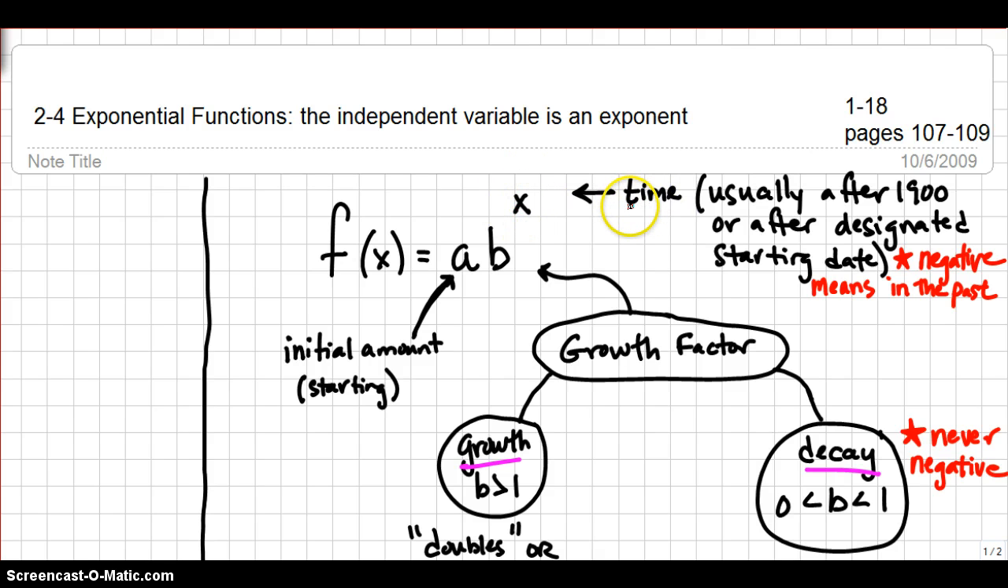The only caution I have for students here is that usually the time will have a starting date. And typically that starting date will be the years after 1900 or some other designated starting date. Keep in mind that if the time or the exponent ends up being negative, that simply means that that time is happening in the past. Keep in mind that the b value, when it is in decay form, is always going to be greater than 0. It should never be a negative value.